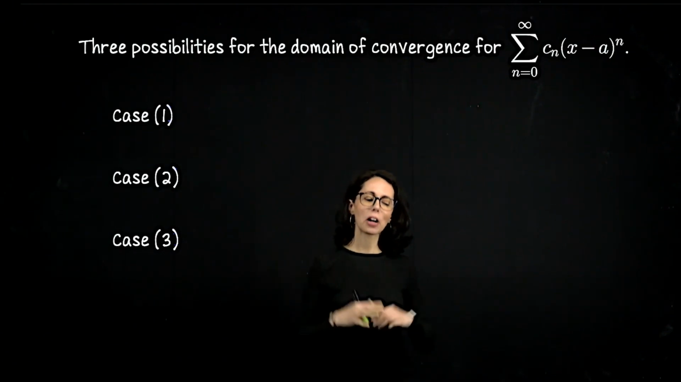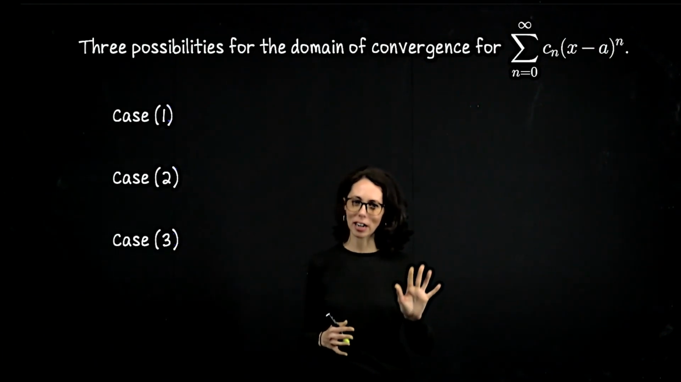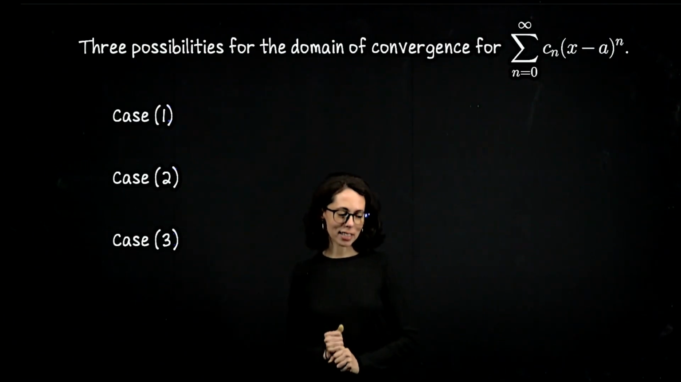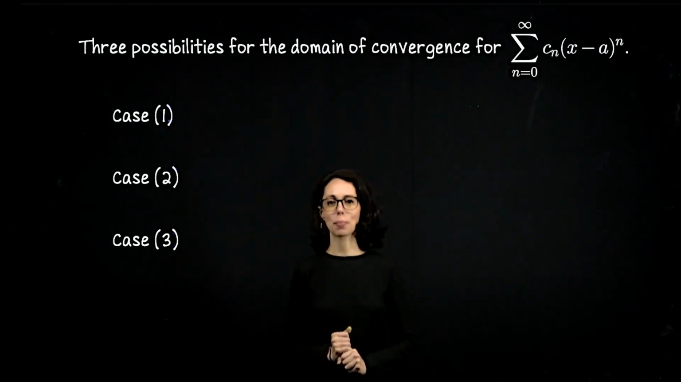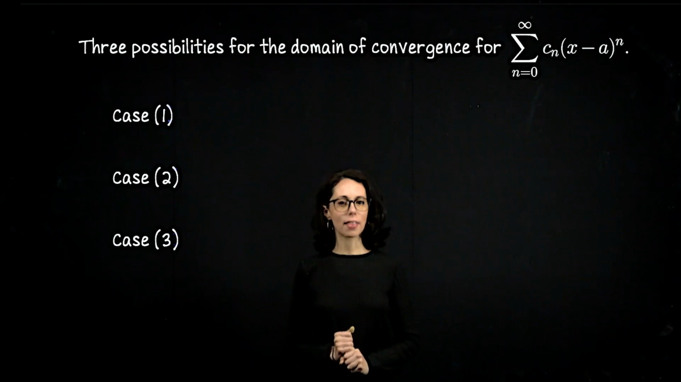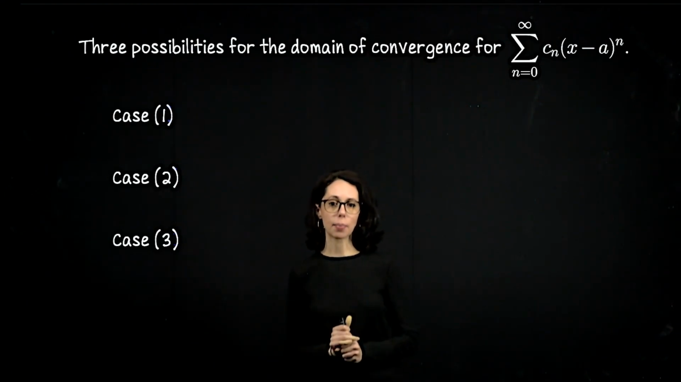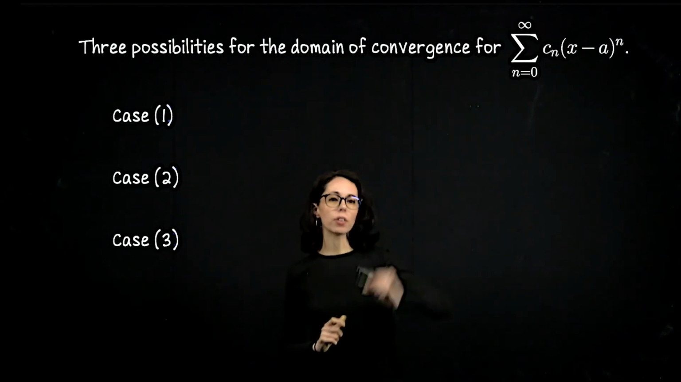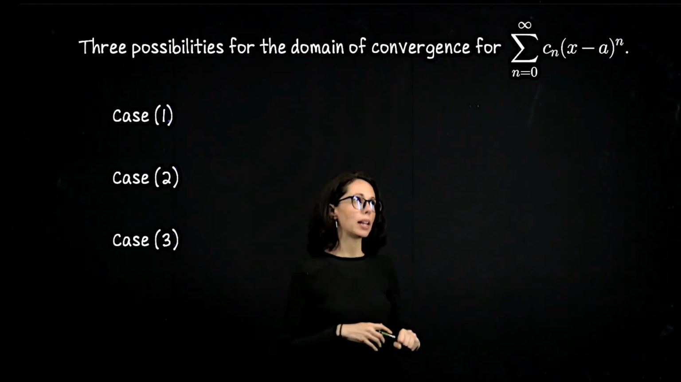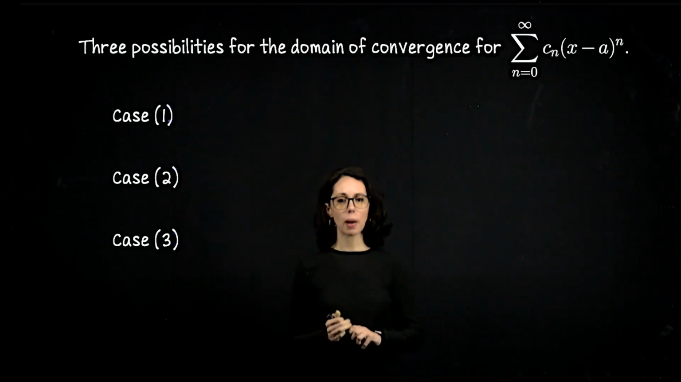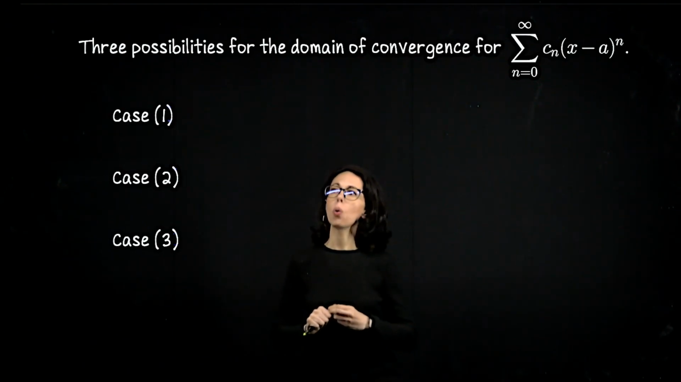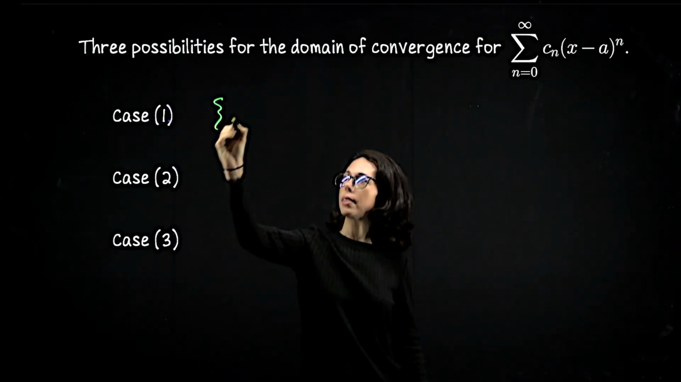I'm referring here to that n factorial x to the n example that we saw with example 1. We said that that power series only converged at its center, which for that example was x equals 0. For the general notation, that would be when x equals a. So the first possibility for a power series is that it only converges at the center.